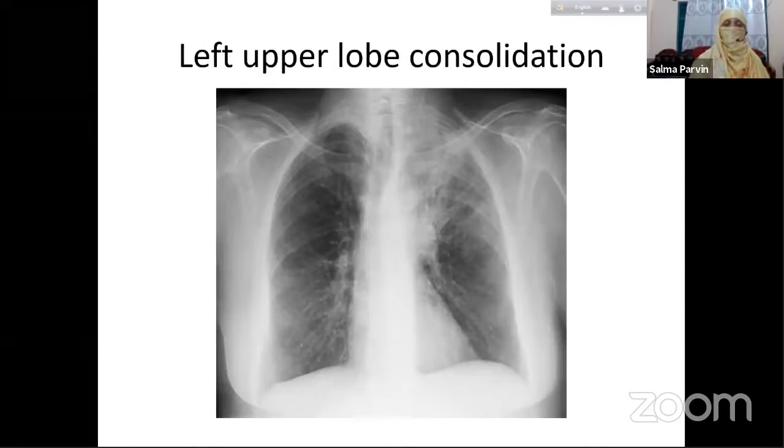This chest X-ray is showing the left upper lobe consolidation. This left upper lobe consolidation is the same as loss of translucency seen in the left upper zone. Again, there is no mediastinal shifting. The aortic knuckle is hardly seen through this lateral. So the consolidation in the left upper zone, not clear. In this X-ray, we see the left hilum is prominent also.